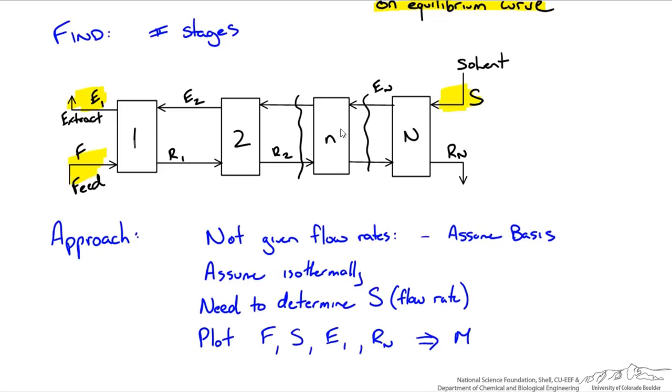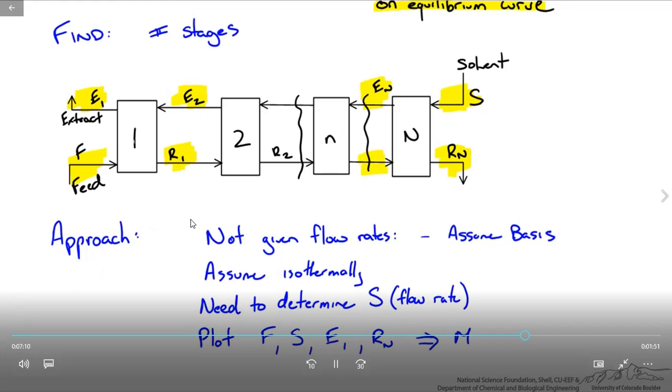Look here, this is your system in which there are N stages. As we have seen, it is the same system. Feed is entering and solvent is entering, and extract E1 and Rn are leaving, and then there are some in-between stages.